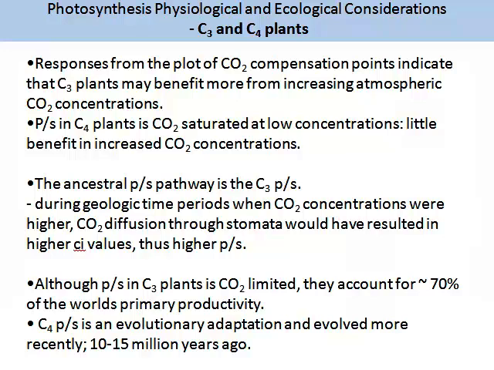The ancestral photosynthetic pathway is the C3 photosynthetic pathway. During geological time periods, when the carbon dioxide concentrations were higher, carbon dioxide diffusion through stomata would have resulted in higher Ci values, thus higher photosynthetic rates. Although photosynthesis in C3 plants is carbon dioxide limited, they account for approximately 70% of the world's primary productivity. C4 photosynthesis is an evolutionary adaptation that evolved more recently, between 10 and 15 million years ago.